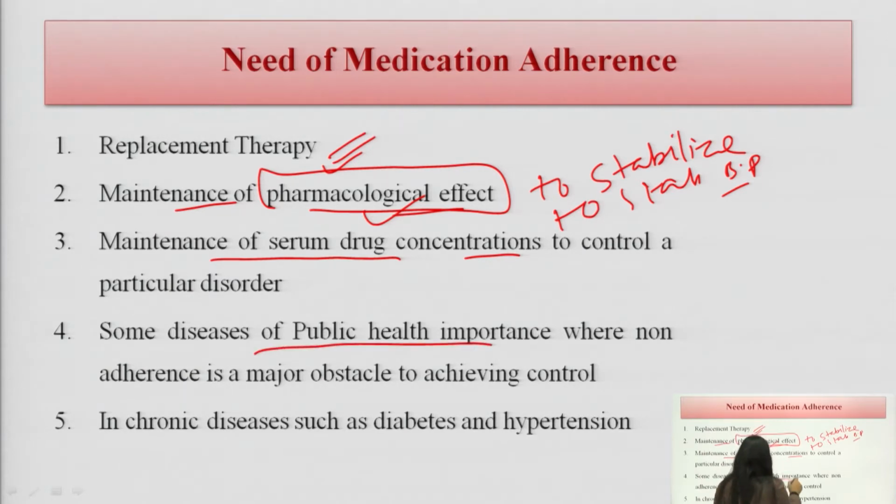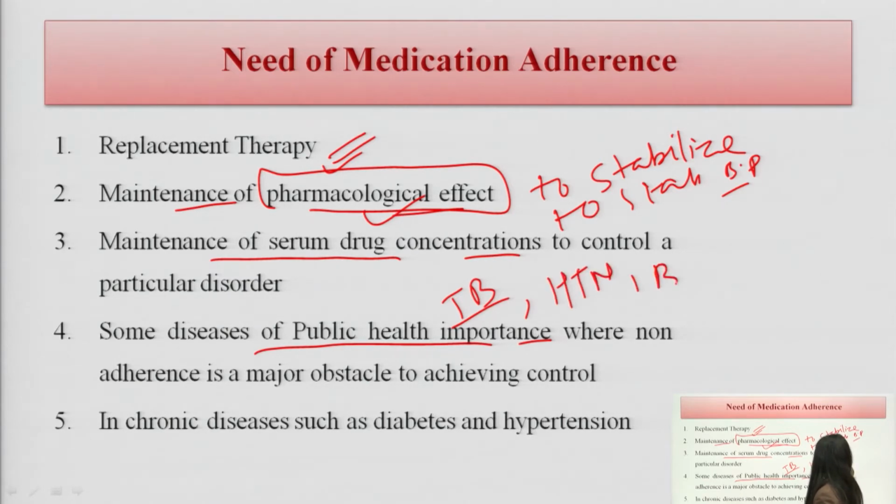Now, some diseases of public health importance, especially TB, tuberculosis. There are many chronic diseases such as hypertension, such as diabetes. What happens? There is a chronic therapy. We have to maintain the therapy. So, at that time it is very important to maintain the adherence.